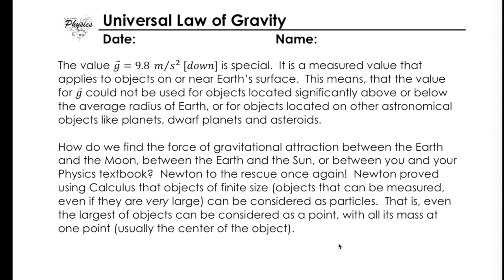The universal law of gravity. If you remember, we've talked about the force of gravity and we've talked about acceleration. One of the problems on your previous homework asked about the difference between the force of gravity and acceleration. One key thing to note is that the acceleration due to gravity here on Earth is a constant: 9.8 meters per second squared.